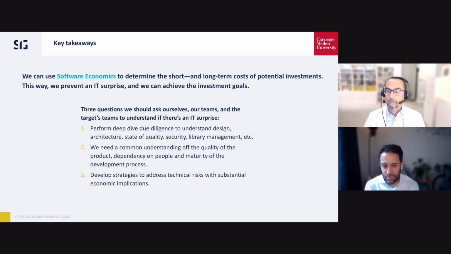And thirdly, we need to develop strategies to address technical debt in a substantial or structural way, so we prevent any substantial economic implications. That is something that Hakan clearly addressed just now.